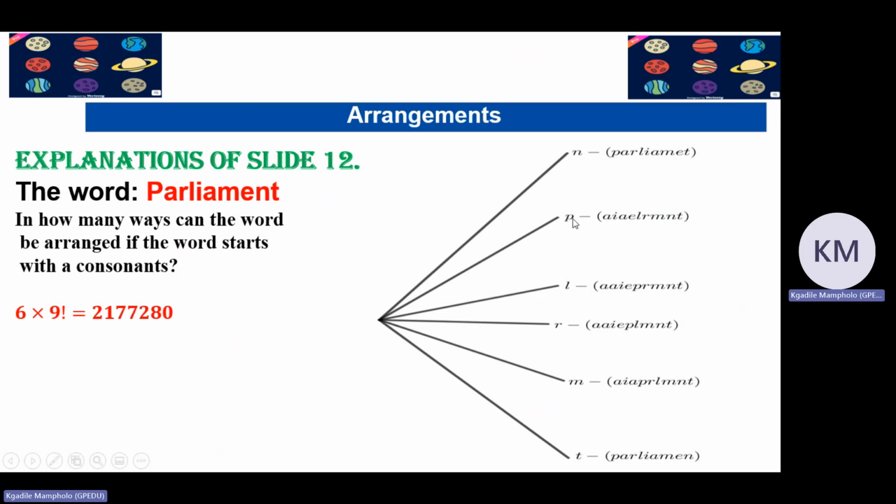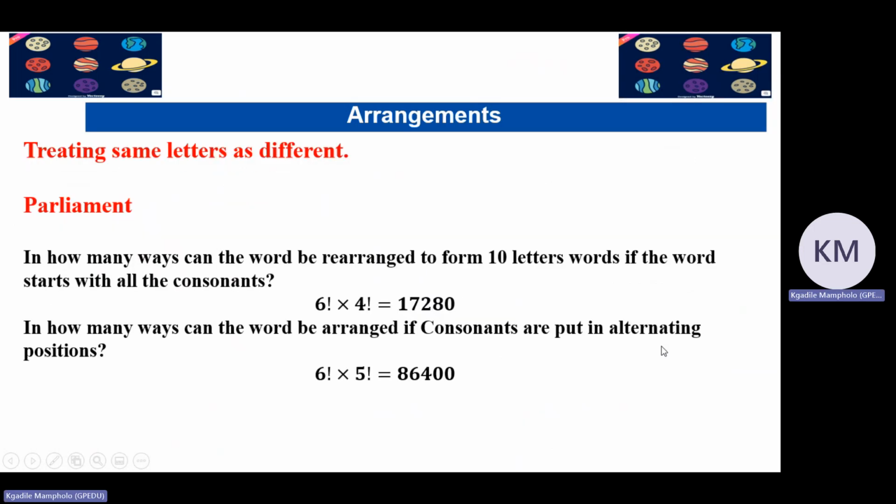Here is L. If you see, these are the consonants that can possibly be at the beginning, hence you have 6. But every time after you have chosen one consonant to be at the beginning, you'll play around with the 9 letters, including the consonants which are not at the beginning and the vowels. So we're still treating the same letters as different.